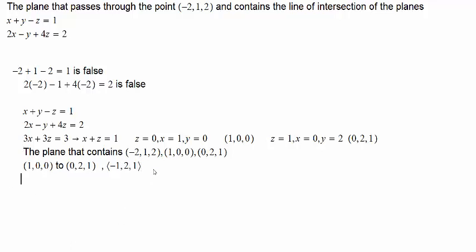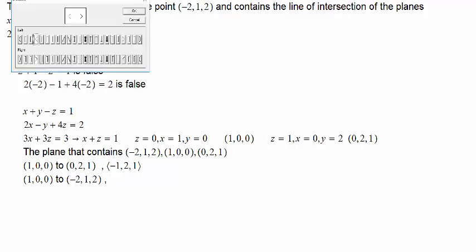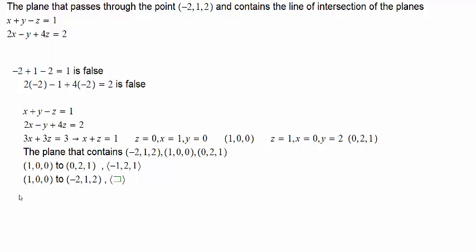Okay, and then we would do what? We will take another one. Let's just keep (1, 0, 0) as our initial point, so we'll keep things easy. The other point was (-2, 1, 2), so that vector will be negative 2 minus 1 is negative 3, then 1 minus 0 is 1, and then 2 minus 0 is 2, right?